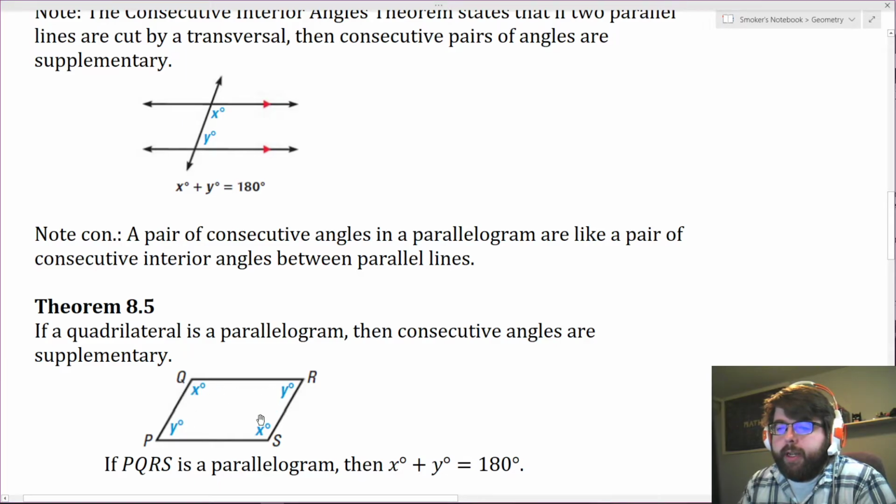These two here would add up to 180. All the while, opposite angles are still equal. Okay? So that's just how this is going to work.